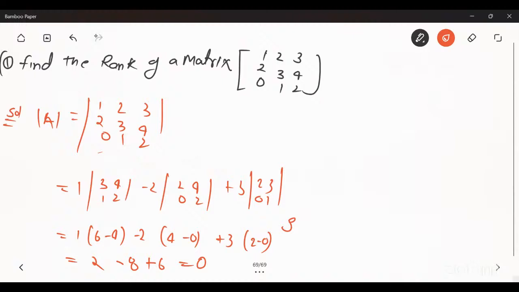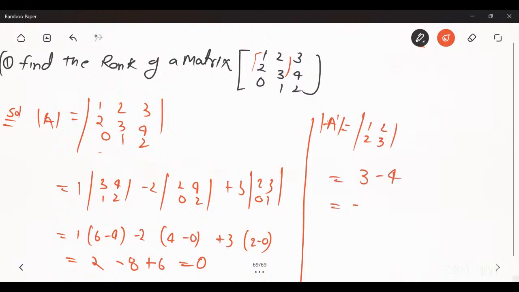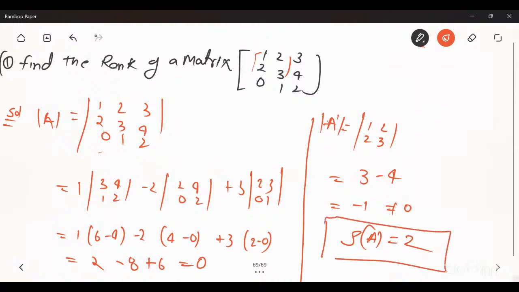So then we have to check it by a 2 by 2 matrix. Take any matrix. I am taking 1 2 and 2 3. So next is A dash, 1 2, 2 3. You will get 3 minus 4, which is equal to minus 1, does not equal 0. So the rank of matrix A is 2, because we have got a 2 by 2 minor which does not equal 0.